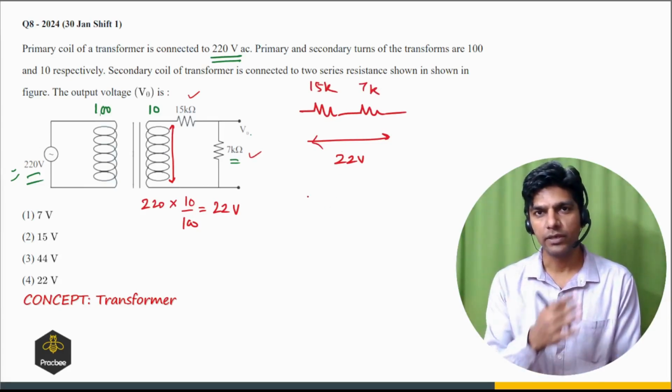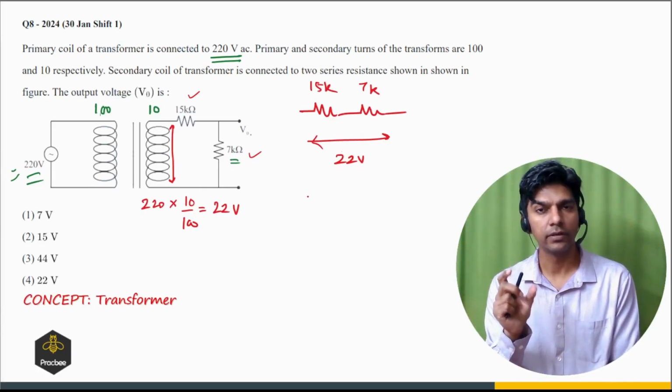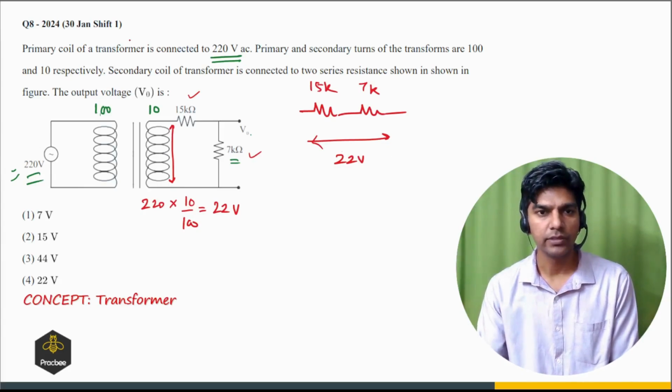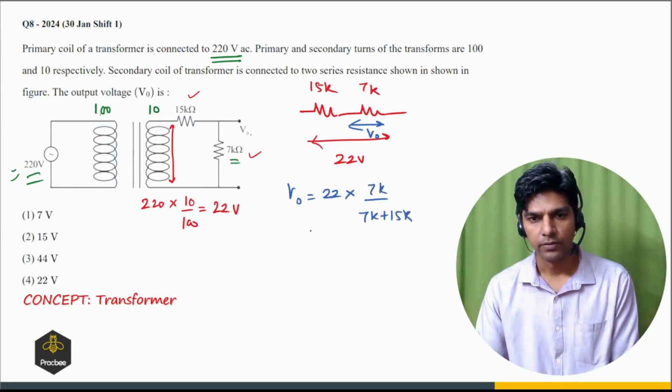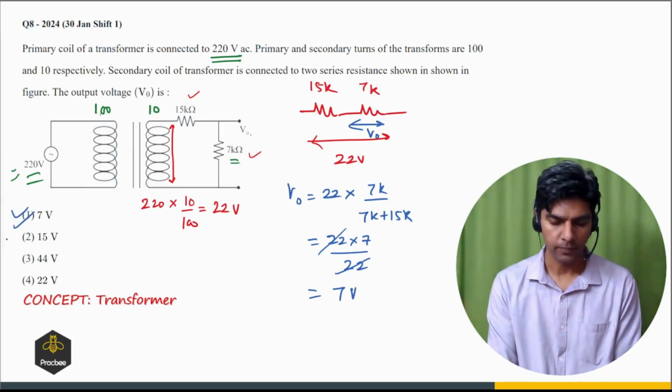And we know that when the current is the same in two resistors which are connected in series, then the potential will divide based on the resistance. So we can say the potential across 7 kilo ohm, let me call this V0 only. So V0 will be 22 times 7 kilo divided by 7 kilo plus 15 kilo. So this comes out to be 22 times 7 divided by 22. So that will be 7 volts. So option 1 is the right answer.